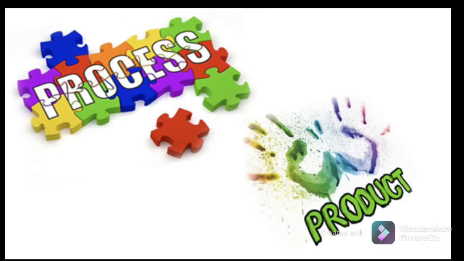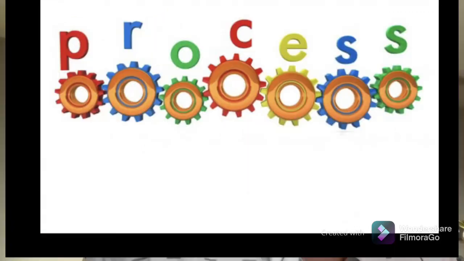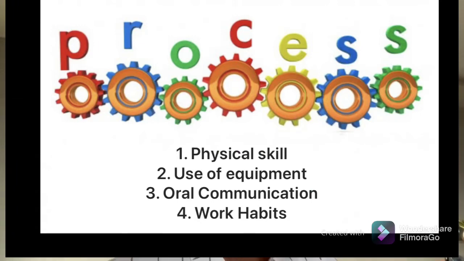At this point in time, I would like to give an example of processes and products that can be graded with the use of a rubric, a checklist, or a rating scale. So these are now the examples of processes. And the processes can be classified into four. We can have physical skills. We can ask our students to use equipment, or we can also assess their oral communication or their work habits.